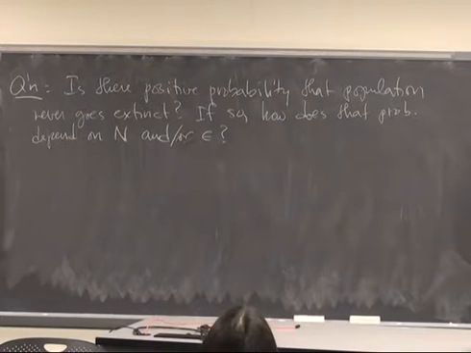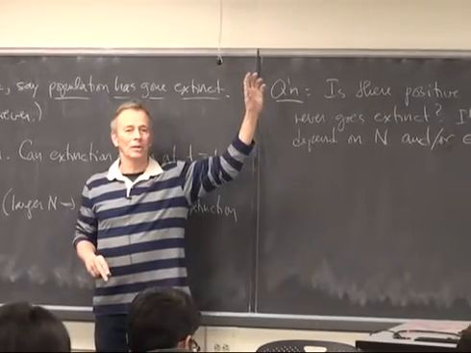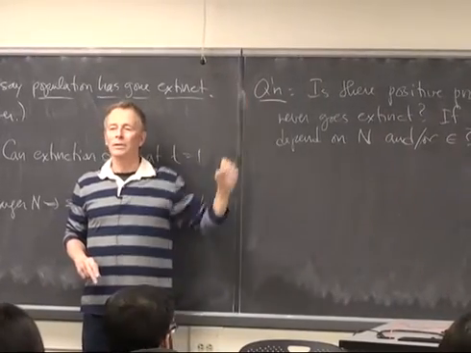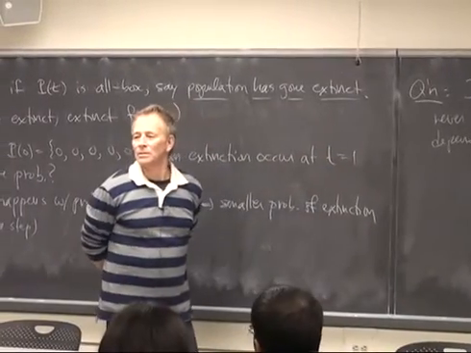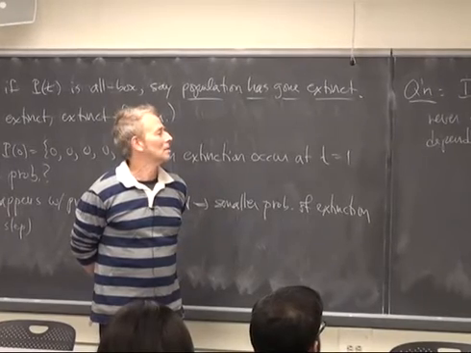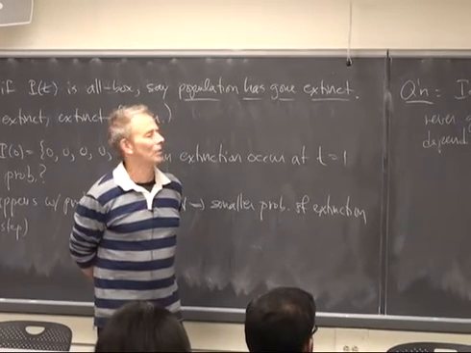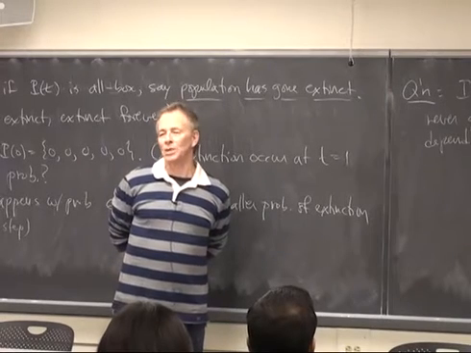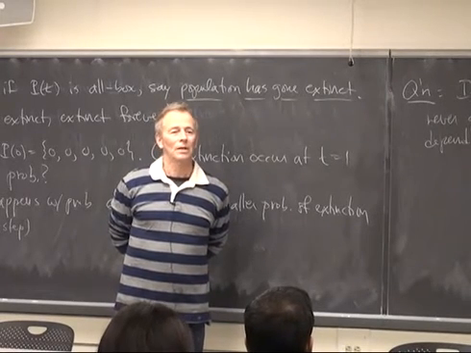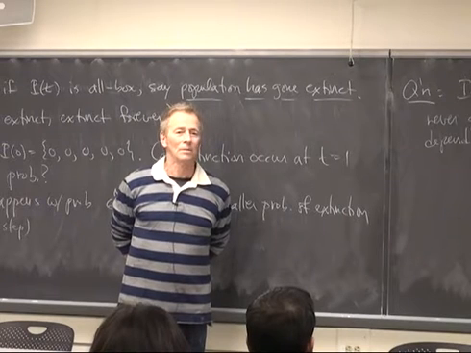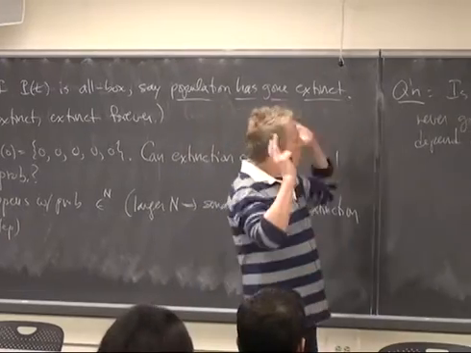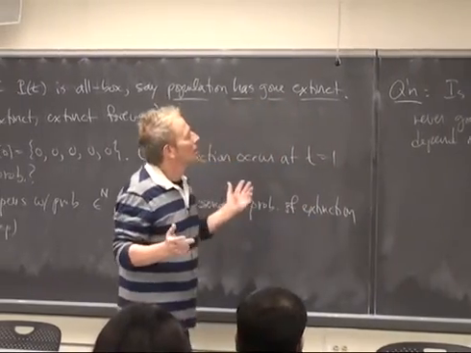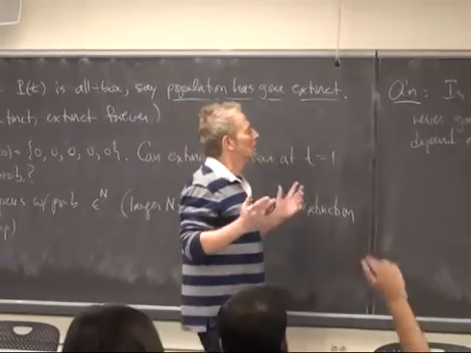So how many people think there's a positive probability, could be very small, that the population never goes extinct? How many people think that? Okay. And intuitively, how do you think that probability should depend on n and epsilon? Suppose n is larger than some other n. Would the probability that it never goes extinct be higher? And if epsilon is smaller, probability that it never goes extinct is probably higher too. Okay, so there's no reason to think that there's not a positive probability the population never goes extinct.